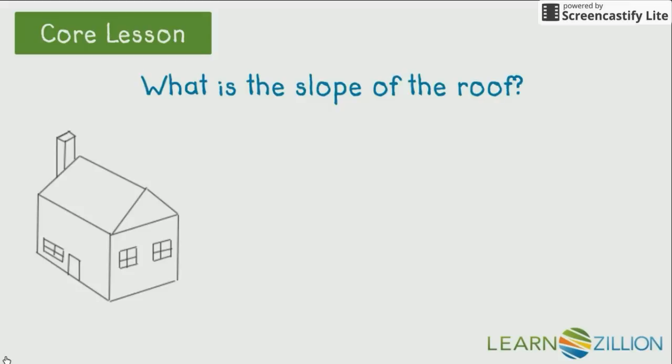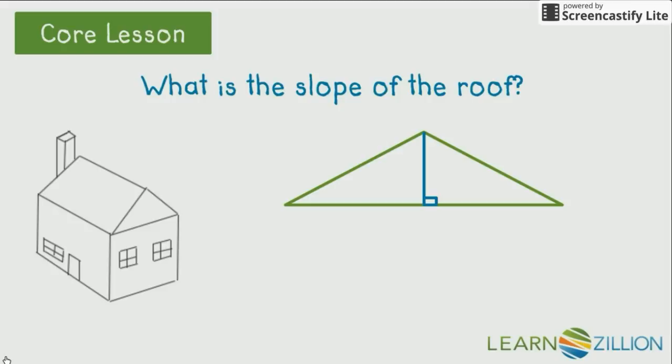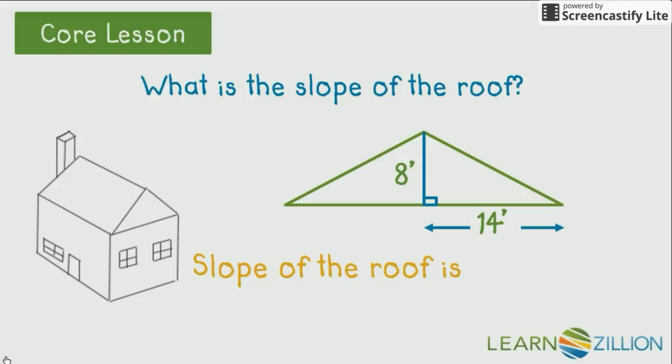Now, back to our beginning problem. We want to know the slope of this roof. So there's the roof when you look at the side of it. We're going to divide the roof in half, and we make 2 right triangles. I know the height in the center of the roof is 8 feet. From the center of the roof to one edge is 14 feet. So the slope of the roof is the change in the y direction, which is 8 feet, over the change in the x direction, which is 14 feet. Reduce this fraction, and you end up with 4/7 for the slope of the roof.